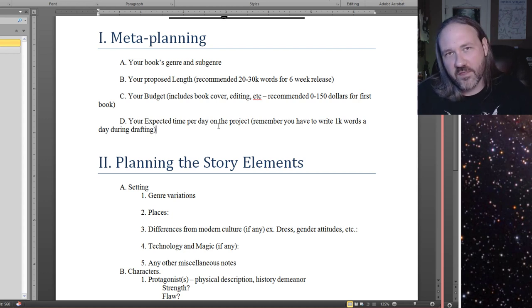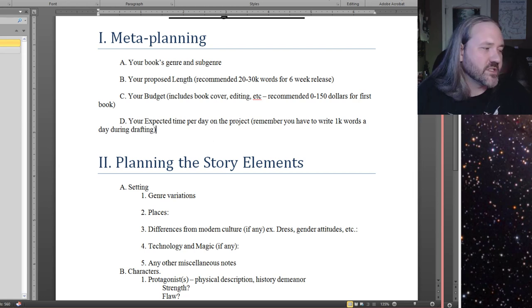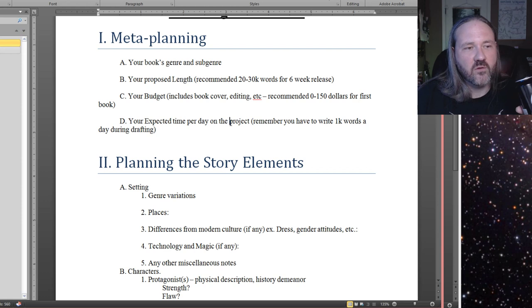But here's another thing too. If you're setting a word count goal, that's going to force you to do it correctly regardless. So if you say, I need to write 1,500 words a day, if it takes you 5 hours, it takes you 5 hours. If it takes you 1 hour, it takes you 1 hour. Whatever you need to do.